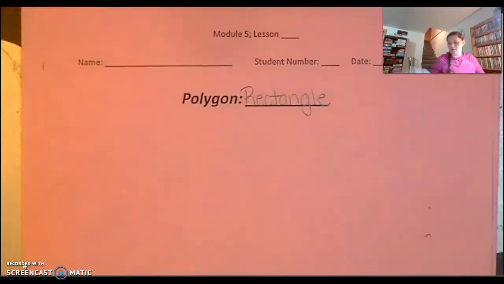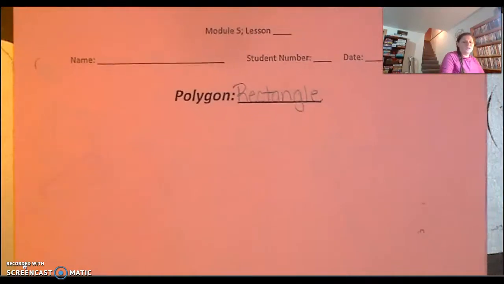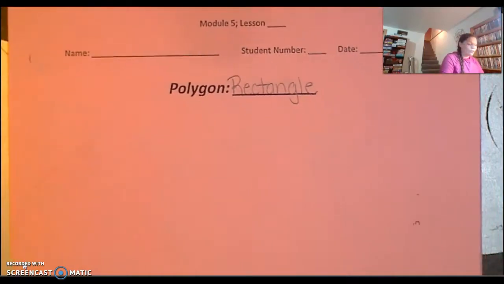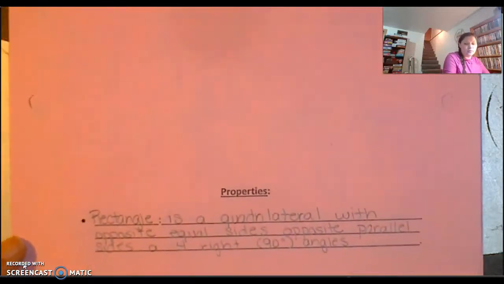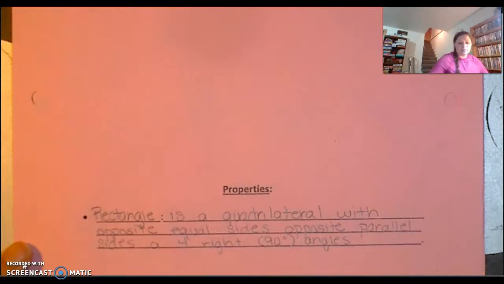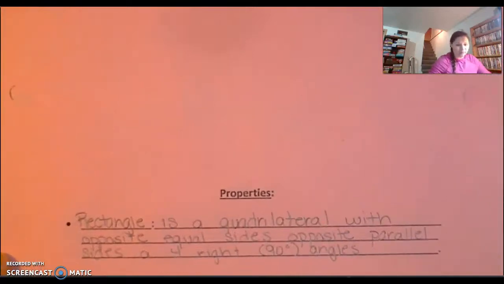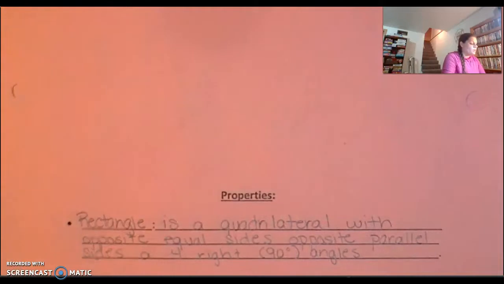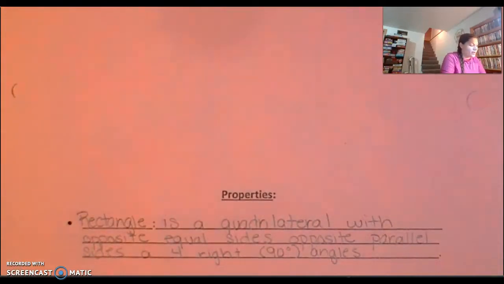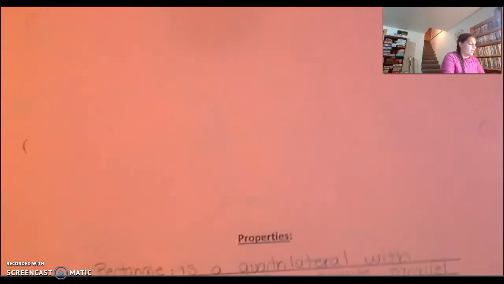Remember, a quadrilateral is a shape with four sides. The first one we're going to do is a rectangle. And before we can draw a rectangle, we need to define it so we know what we are drawing. So let me zoom in just a smidge here. Our properties say a rectangle is a quadrilateral with opposite equal sides, opposite parallel sides, and four right angles.